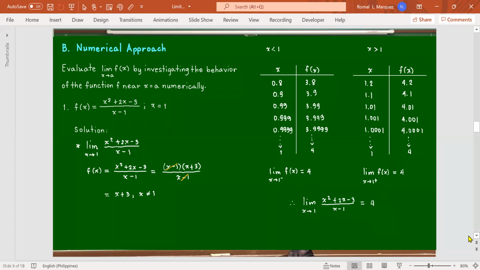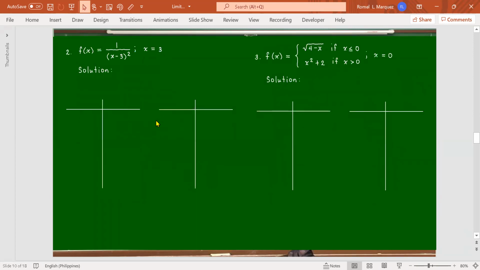Okay, so let's have number 2. What if we're given this function, f of x is equal to 1 over x minus 3 quantity squared, near x equals 3? So this is what we want. Okay, guys? And we want to know the limit as x approaches 3 of 1 over x minus 3 quantity squared.